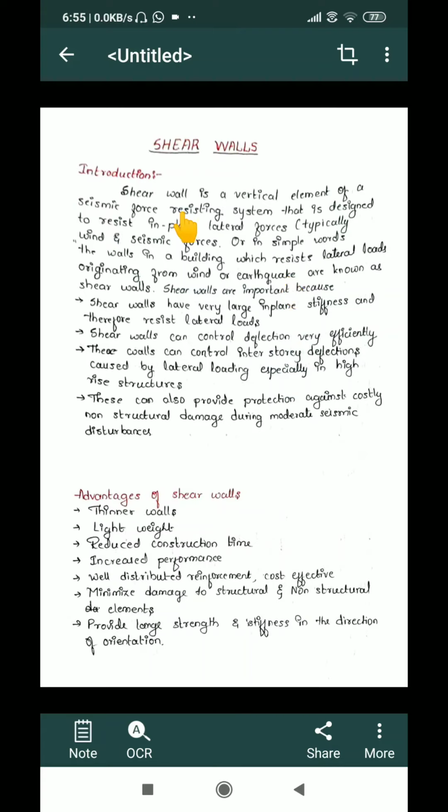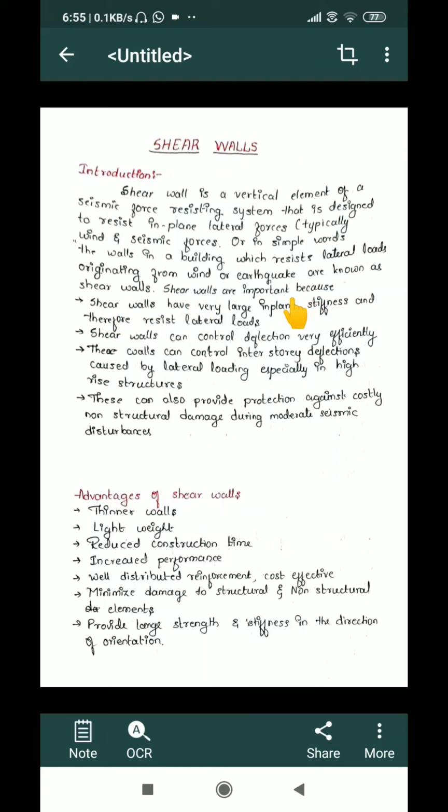So by definition, we know that it is a vertical element as well as a force resisting system, one type of force resisting system, because it is capable of carrying forces or loads, and those loads are nothing but in plane lateral forces. You know the definition of lateral forces, but these shear walls are specialized in carrying in plane lateral forces. We will see what exactly the in plane lateral forces are.